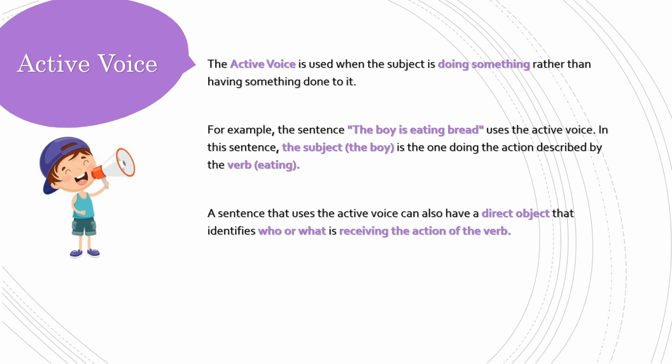A sentence that uses the active voice can also have a direct object that identifies who, or what, is receiving the action of the verb. Our example above has a direct object, bread, that says what the boy is eating.